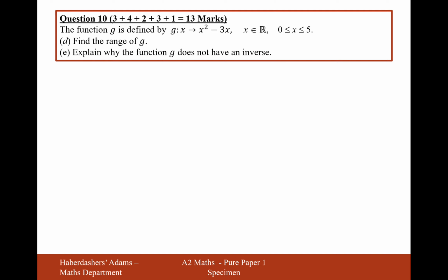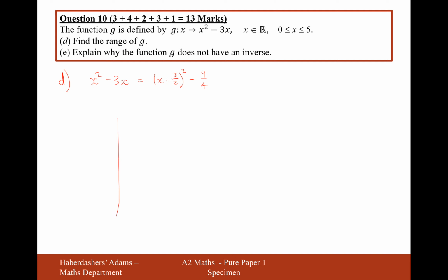Find the range of the g function. Okay, so what we need to consider then is that x is a value in between 0 to 5. It would be helpful to be able to sketch the curve of x squared minus 3x. So x squared minus 3x, we can write that as equivalent to, let's complete the square on this, I think, x minus 3 over 2 squared, and then it's going to be minus 9 over 4.